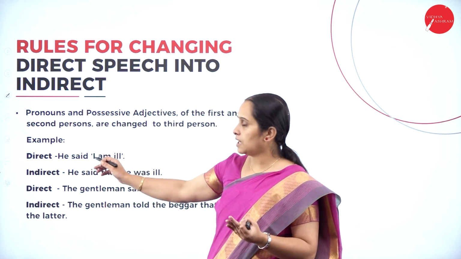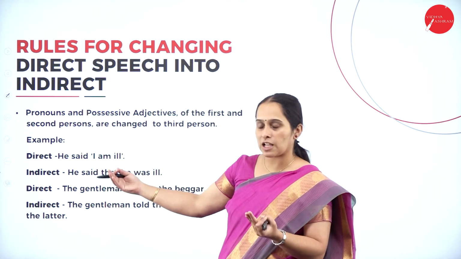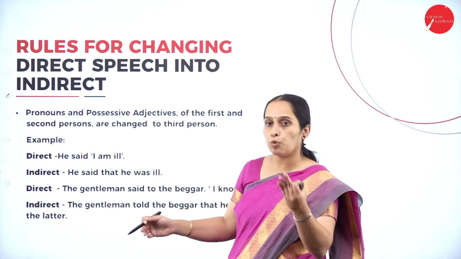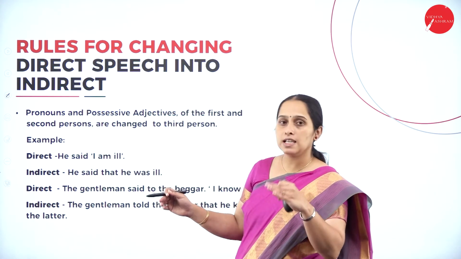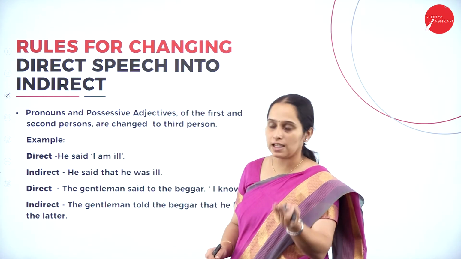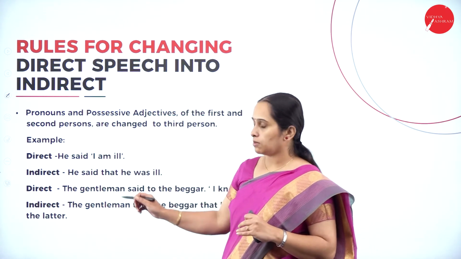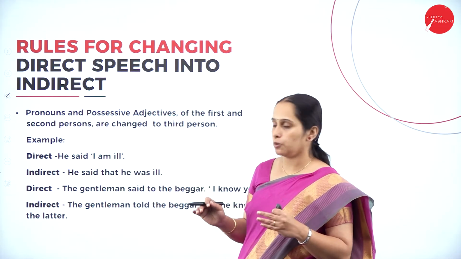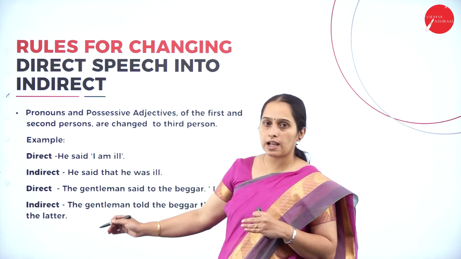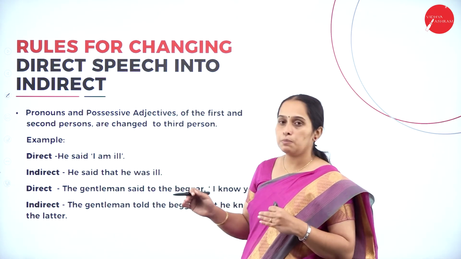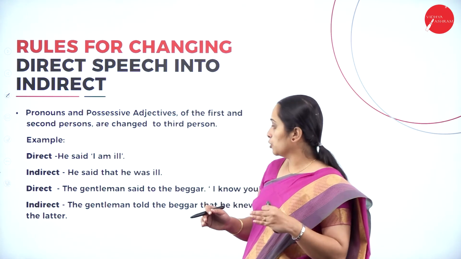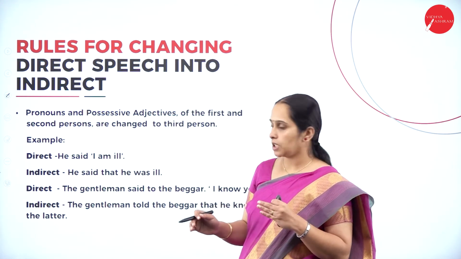So he is speaking about himself. So when we change that, he said that he was ill. So next one. The gentleman said to the beggar, "I know you." So when we change into indirect speech, the gentleman told the beggar that he knew the latter.